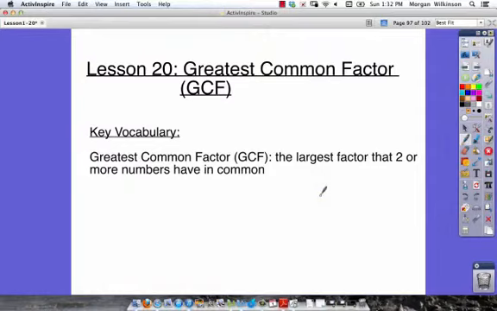Now our key vocabulary is greatest common factor, and the definition for that is the largest factor that two or more numbers have in common. Again, the largest factor that two or more numbers have in common. So go ahead and pause now to get that written down. We're going to move on to the next slide.